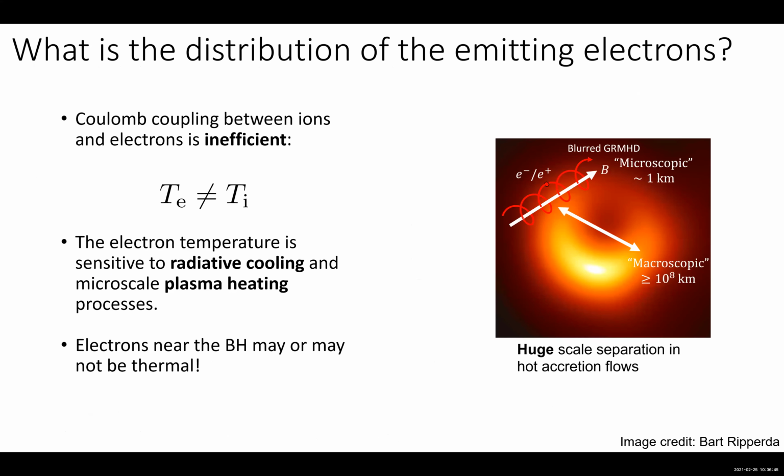And then critically, for this work, what is the distribution of the emitting electrons in the simulation? We just had a great talk on how we can look at the electron distribution in a first principles way. We know that in these flows, the coupling between ions and electrons is inefficient, and so we don't expect the electron temperature generally to equal the ion temperature. This temperature is sensitive to radiative cooling and microscale plasma heating processes, which will both play a role in determining what the temperature of the electrons is, and ultimately their distribution function if they're able to maintain non-thermal distributions.